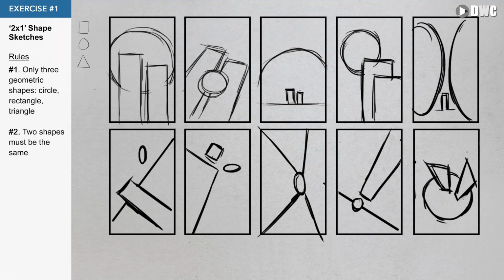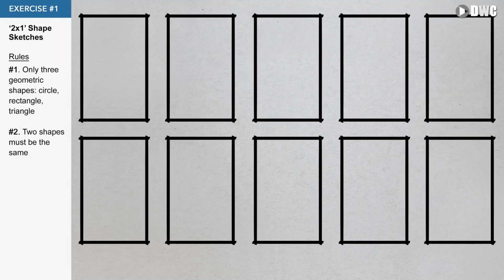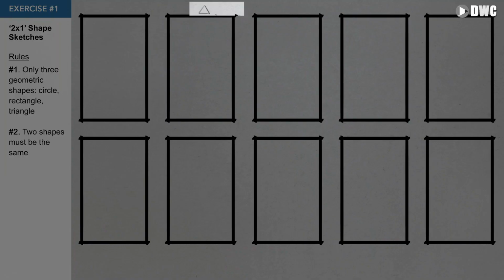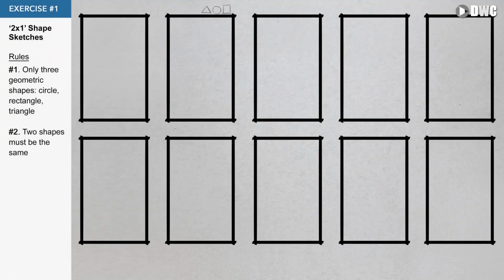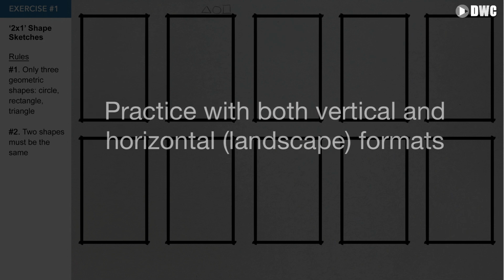Here's a quick example of this exercise. It's really loose and basic, no pressure. You don't have to do a finished design. It doesn't have to be very good. This is just to get warmed up. Okay, we have our 3 shapes. Two have to be the same. This is the vertical format, obviously for posters and book covers and comics. I would also practice the wide format, maybe if you're into concept art, or even photography.